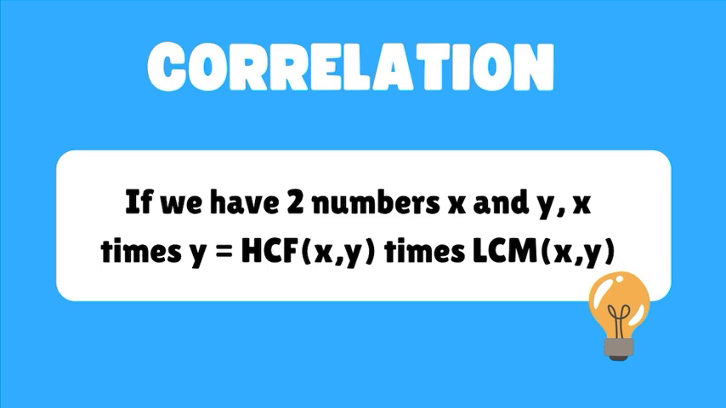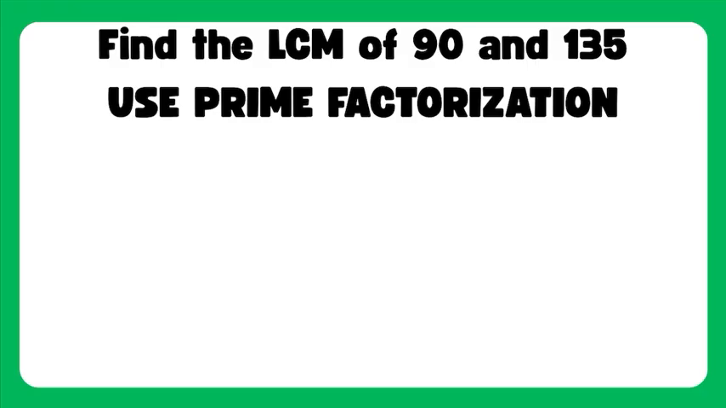And this is insanely important because of the third method. The first one is prime factorization, the other one is division, and the third one is the new one, and that one requires this correlation. So let's get started. We have to find the LCM of 90 and 135, and we have to use prime factorization. If you remember in the previous episode, the prime factorization method works by finding the prime factors of both numbers and then you find HCF. But this is LCM. The method is slightly different.